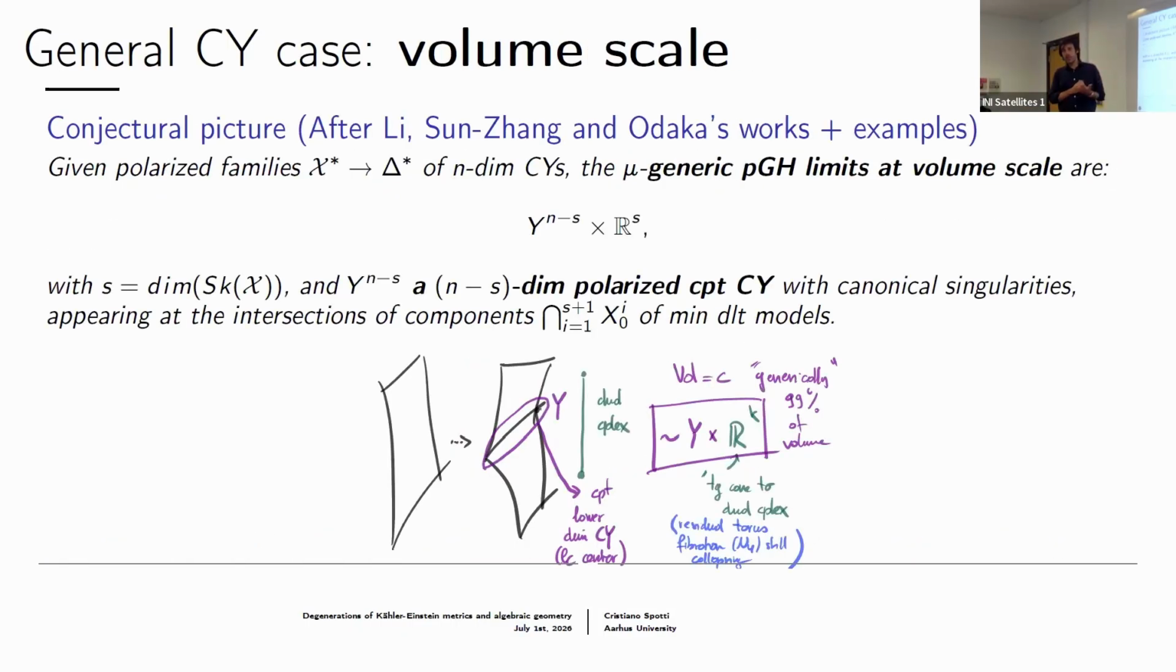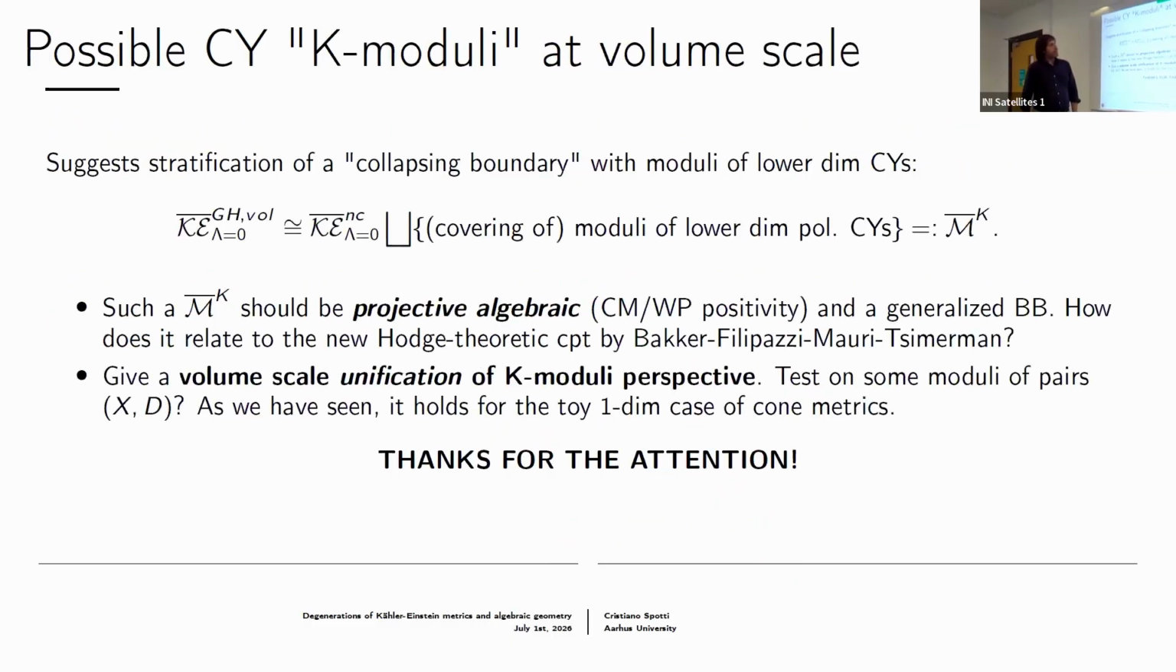But what happens at the volume scale instead? At the volume scale, the idea is that generically you would see the appearance of lower dimensional Calabi-Yau times some R^s. This R^s is actually the tangent cone of the previous scale, so it appears as the tangent cone at a generic point in the dual complex. But something that was disappearing still emerges, and these are lower dimensional Calabi-Yaus that are realized as log canonical centers of certain stable degenerations. So the geometry is localized near this log canonical center.